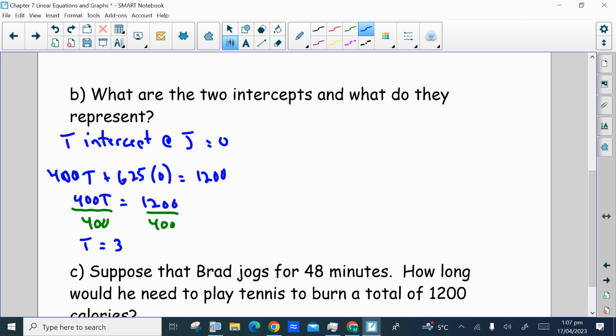And so what that represents, we got that answer when j is 0. J is the number of hours jogging, which means that Brad is not going to jog. He would have to play tennis for 3 hours to burn 1200 calories. If he's not going to jog, he'd have to play tennis for 3 hours. So that is the t-intercept. But we also want to find the j-intercept.